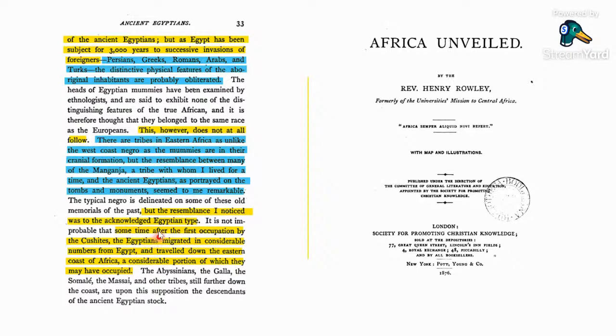All right. So we see right here that it is said that the Copts are descendants of the Egyptians.